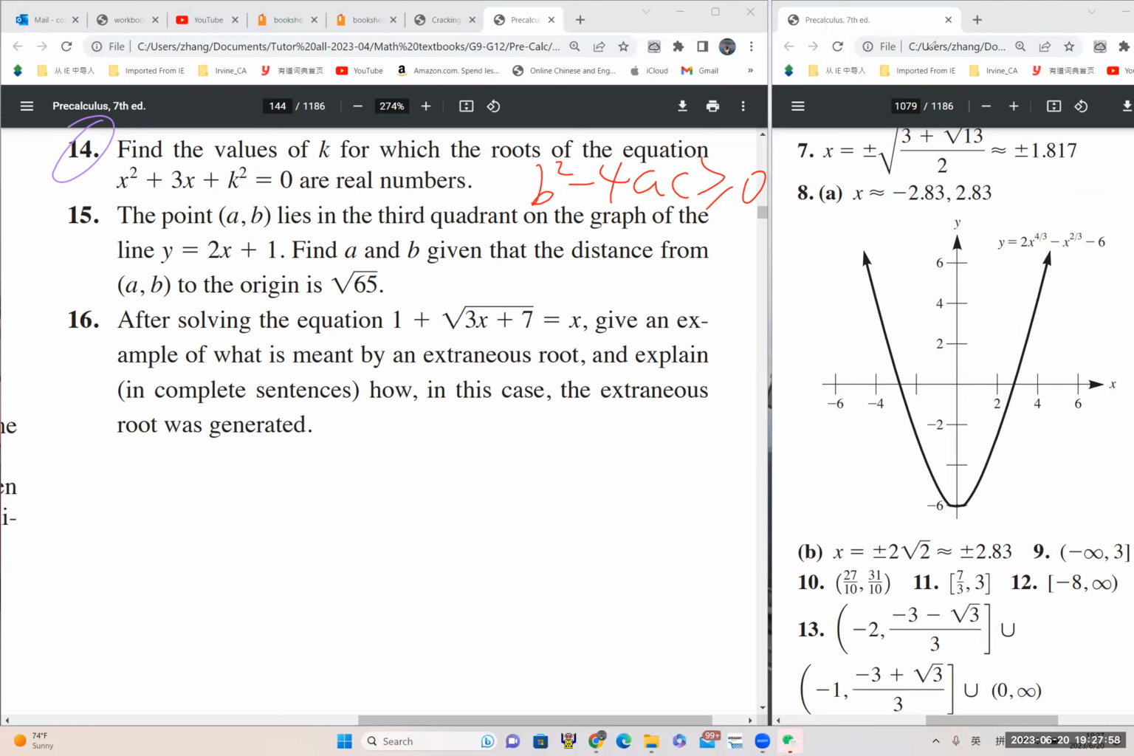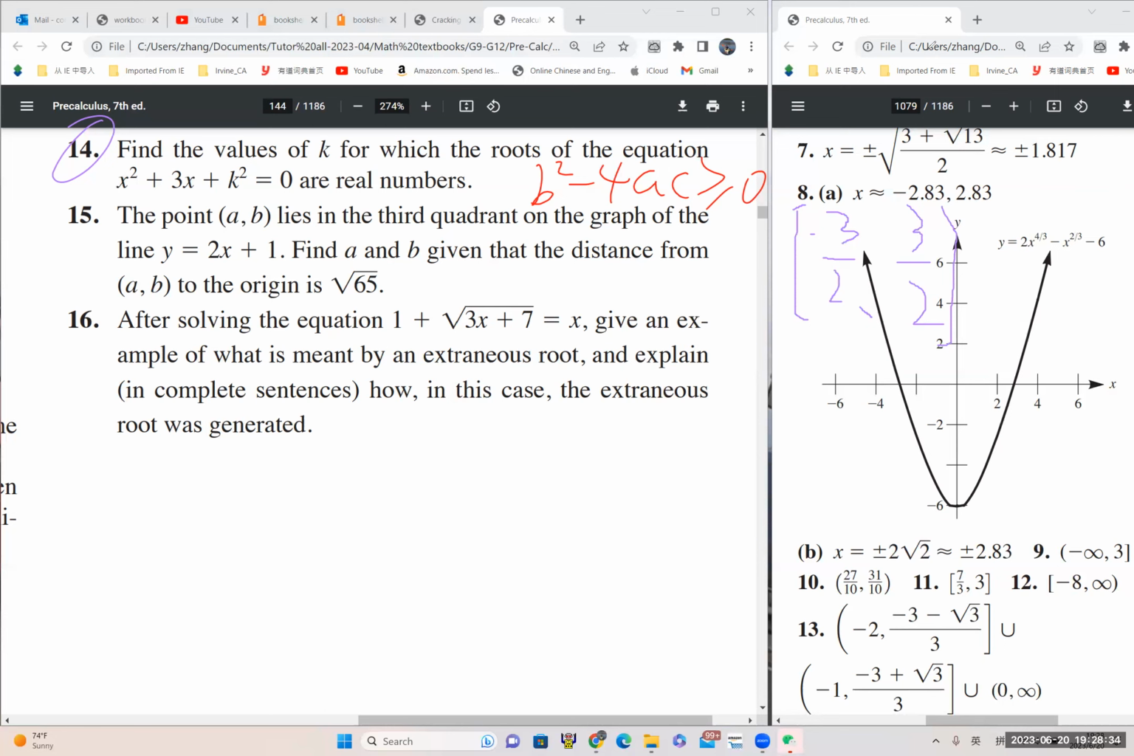Let me say b squared means 9 minus, no, I mean, this should relate to k. You say b is 3, so it's 9, right? Minus 4, a is 1, right? Then who is c? In problem 14, who is c? a squared. So I'll ignore 1 and just write k squared. Solve it.